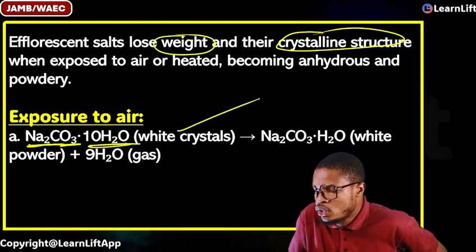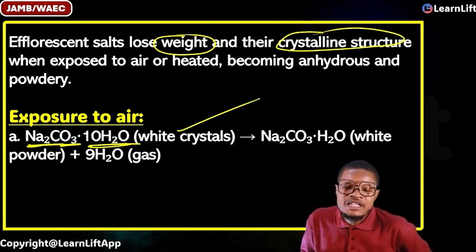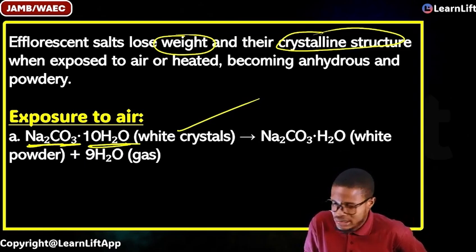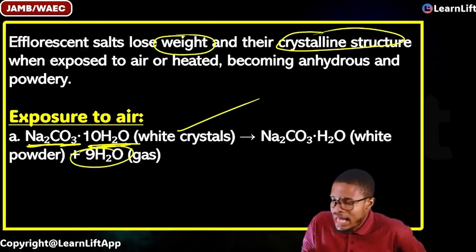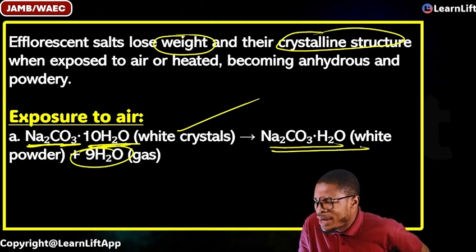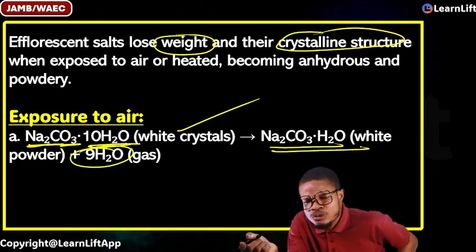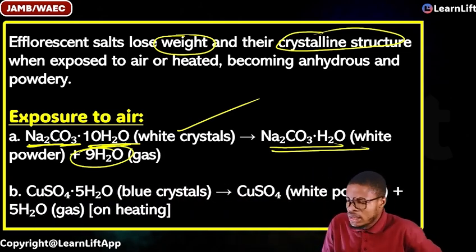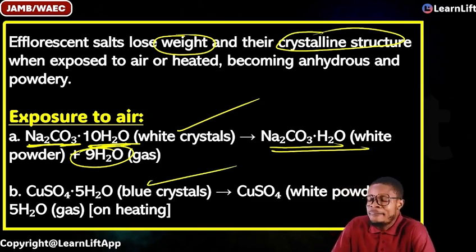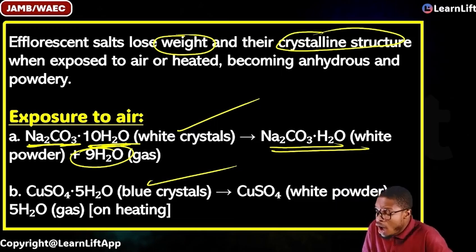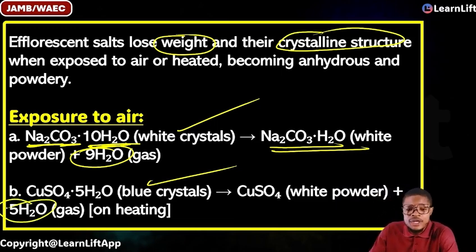decahydrate. It will lose that white crystalline structure. It will lose water, it will lose everything. Look at it now, it is losing 9 molecules of the water as vapor. And then it will turn to your white powder. Instead of being decahydrate, it's now monohydrate. Another example very quickly is your blue crystals of copper II tetraoxosulfate VI pentahydrate.